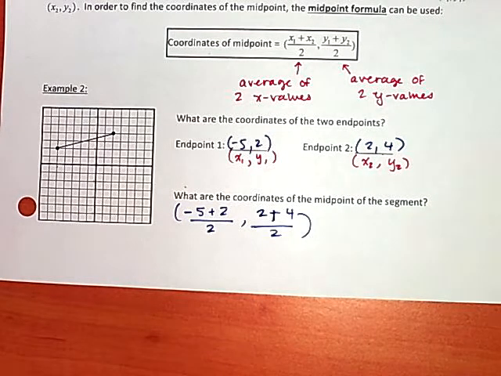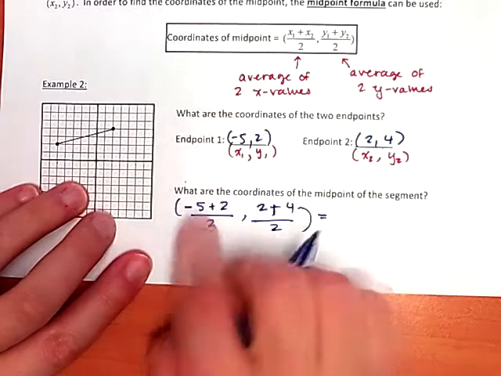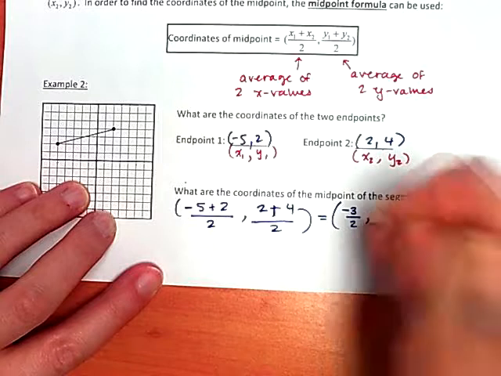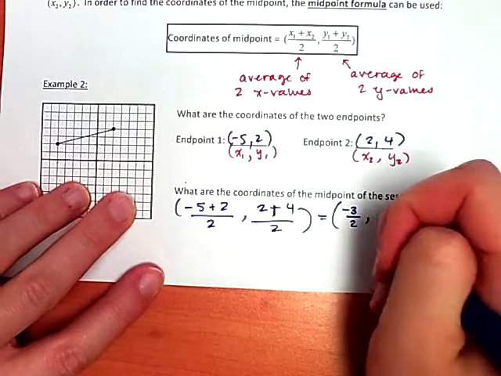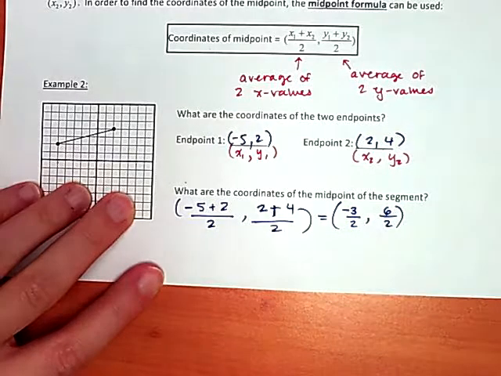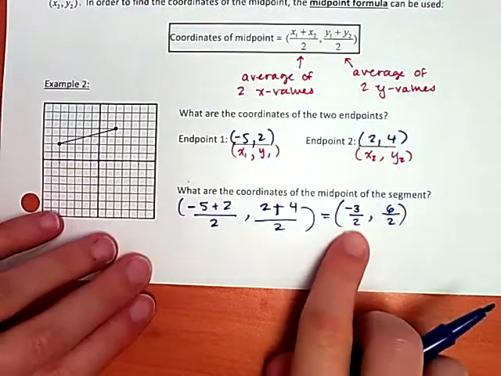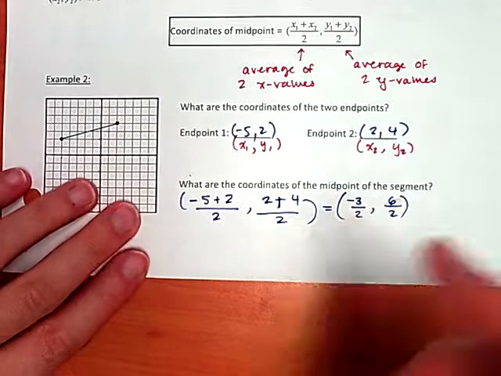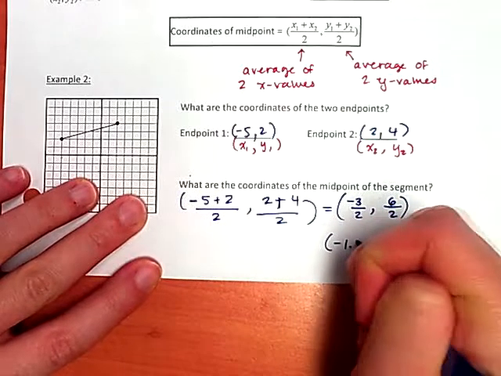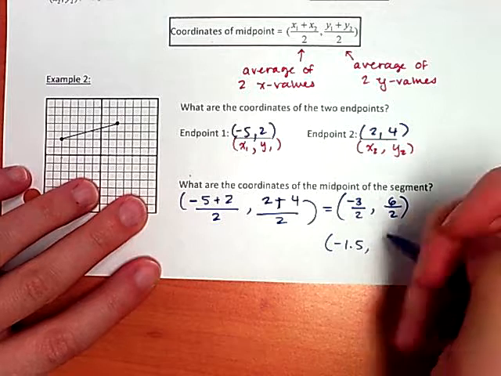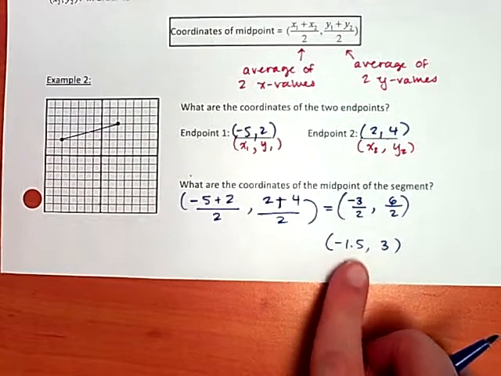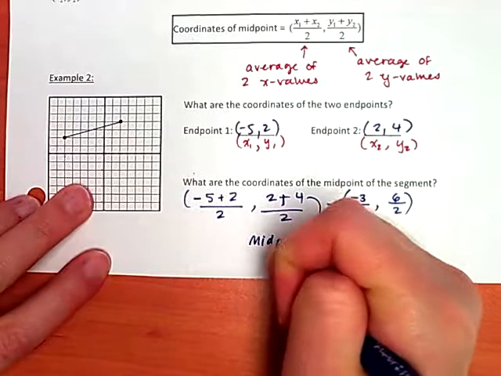So from here I just need to simplify. I know that negative 5 plus 2 is negative 3, and I know that 2 plus 4 is 6. So now, further simplifying, I could leave negative 3 over 2, that can't be simplified, but I could write it as a decimal, so in that case it would be negative 1.5, comma, 6 divided by 2 is 3.